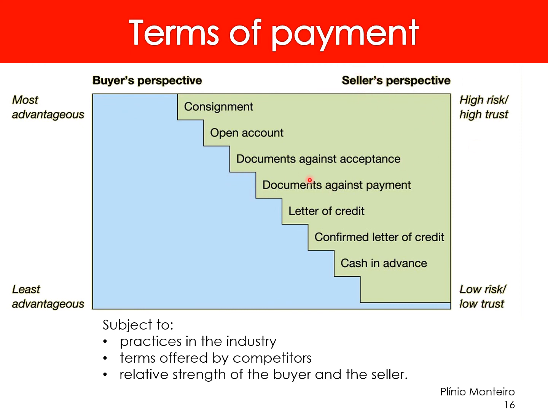The documents against acceptance, basically in that case, the buyer still needs to accept the documents and the products. And because of that, the seller will have more risks, because sometimes the buyer may not accept the documents and say, okay, something is missing, and then the seller will not receive the payment. Because of that, with this approach you have more advantages from the perspective of the buyer, and it's a very high risk approach for accepting payment.